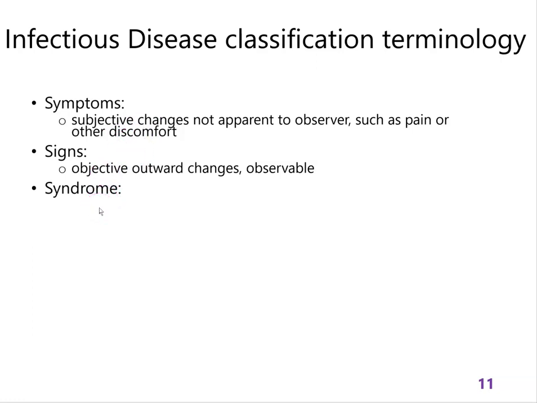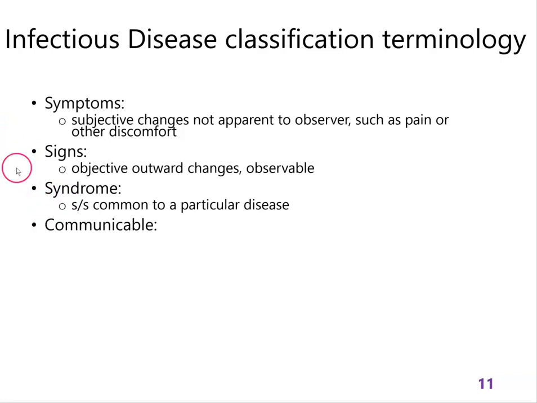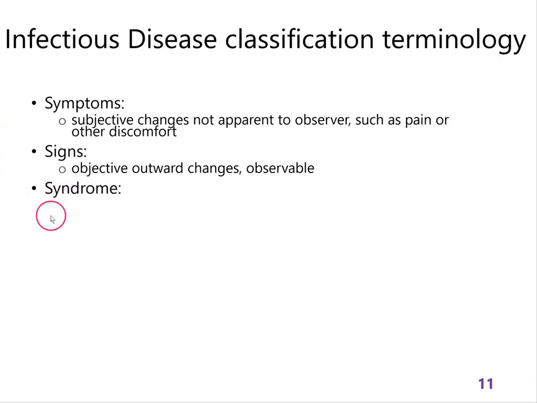Some diseases aren't well understood and we call them syndromes. That's where we have a collection of symptoms and signs that often are together. So many different patients have that same collection of symptoms and signs, but we don't know what causes it. But the term is also used to describe the collection of signs and symptoms of a disease, even after we do understand the disease.